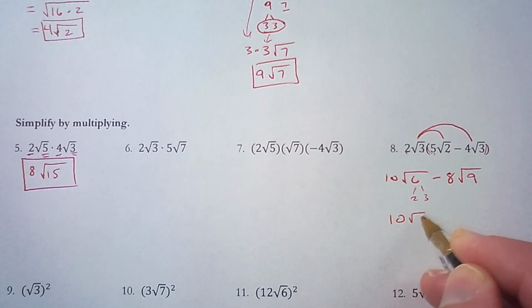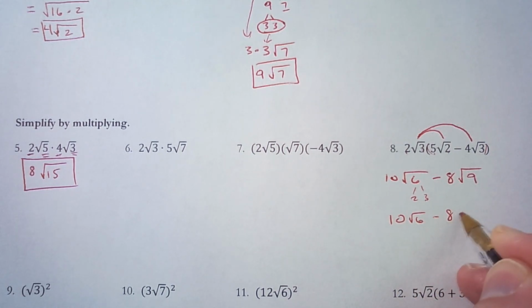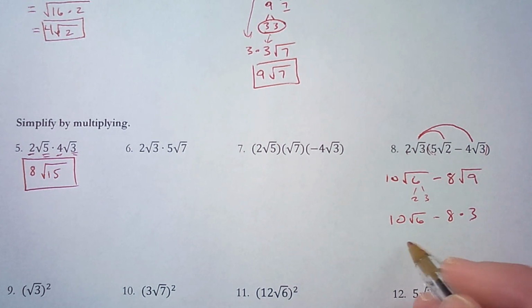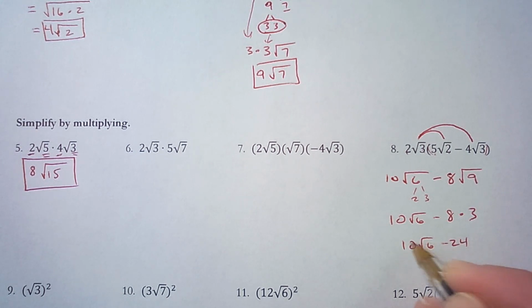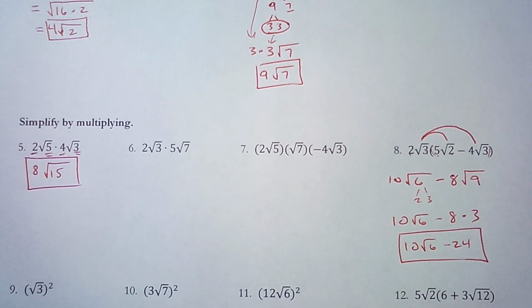So what I have here is 10 times the square root of 6 minus 8 times 3. Okay, and then 8 times 3 is 24. So it's 10 times the square root of 6 minus 24. And I cannot add or subtract when I have a radical unless they are exactly the same radical, but I don't even have a radical here, so I cannot combine these.